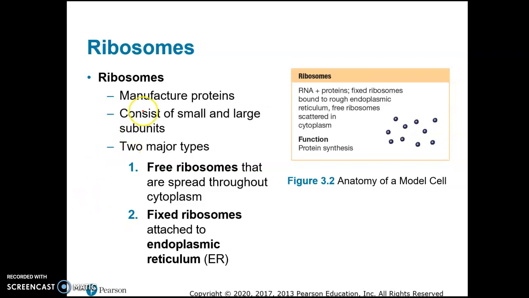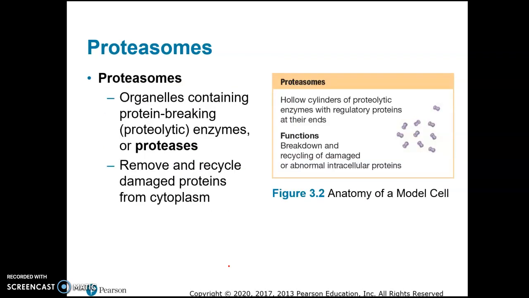Ribosomes are organelles, but they are not enclosed with a membrane. So ribosomes help to manufacture or synthesize proteins. That's their job. Some of the ribosomes float in the cytoplasm, and they're called free ribosomes. And then some are attached. We call them fixed ribosomes. They're attached to the endoplasmic reticulum. And that means the endoplasmic reticulum with ribosomes attached is called rough endoplasmic reticulum. Proteasomes break down proteins. They contain proteases, which are enzymes that help to break down proteins.